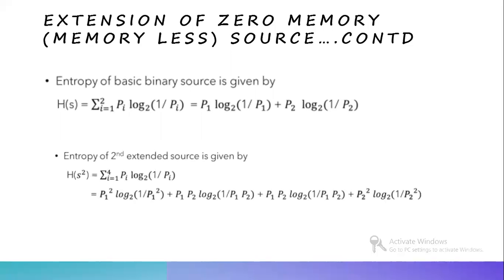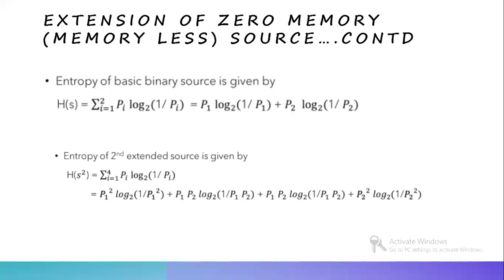Here the symbols are 4, hence the limit of the summation would be i equal to 1 to 4, p_i log of 1 by p_i. It would be P1 square log of 1 by P1 square to the base 2 plus P1 P2 log of 1 by P1 P2 to the base 2 plus P1 P2 log of 1 by P1 P2 to the base 2 plus P2 square into log of 1 by P2 square to the base 2. This is about the extension of zero memory source.